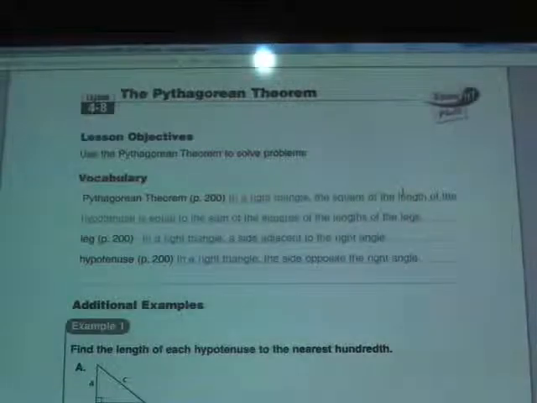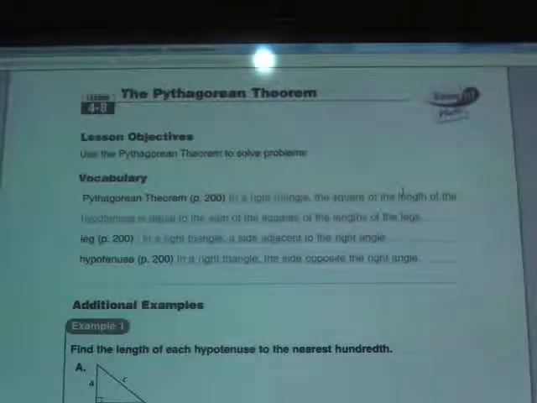Leg, in a right triangle, that's a side adjacent to the right angle. And the hypotenuse, in a right triangle, that's the side opposite the right angle.